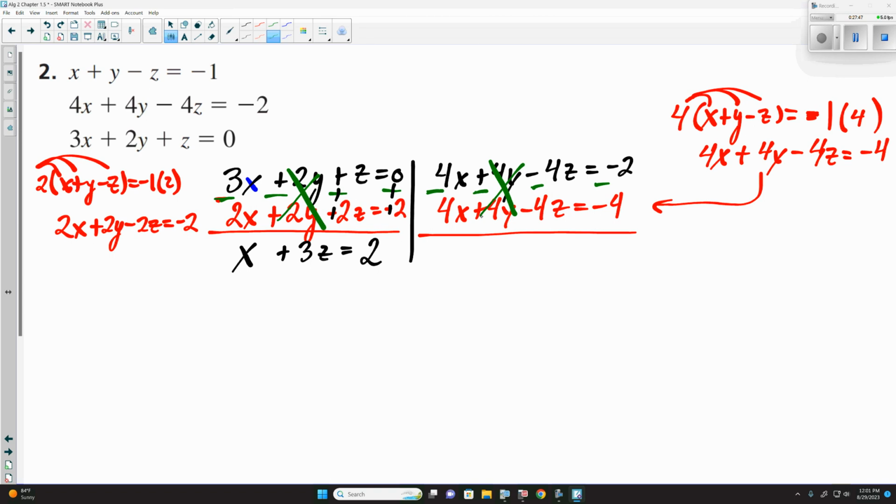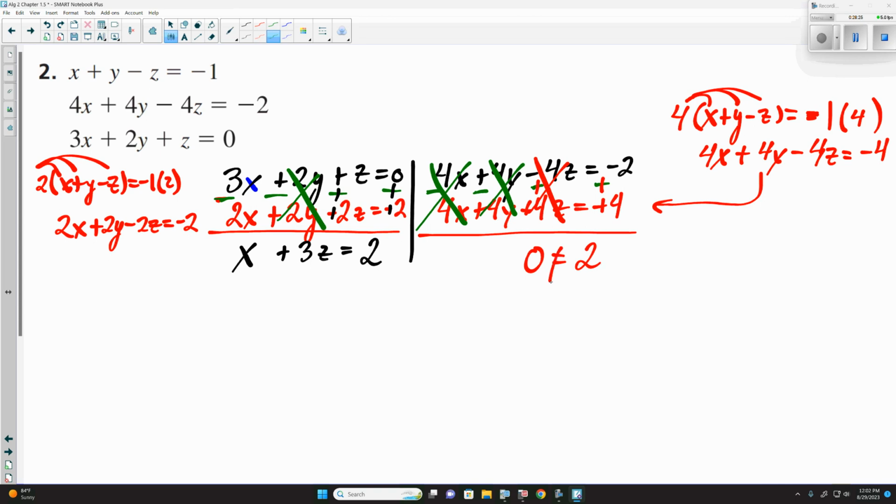4x minus 4x is 0. 4 minus 4 is 0. y is already canceled out. Our negative 4z minus negative 4z, well, the negative and negative would make a plus, telling us we have negative 4 plus 4, or 4 minus 4, which is also 0. So the entire left side of the equation became 0, leaving us with negative 2 minus negative 4, or negative 2 plus 4, or 4 minus 2, which is 2. Is 0 equal to 2 a true statement?